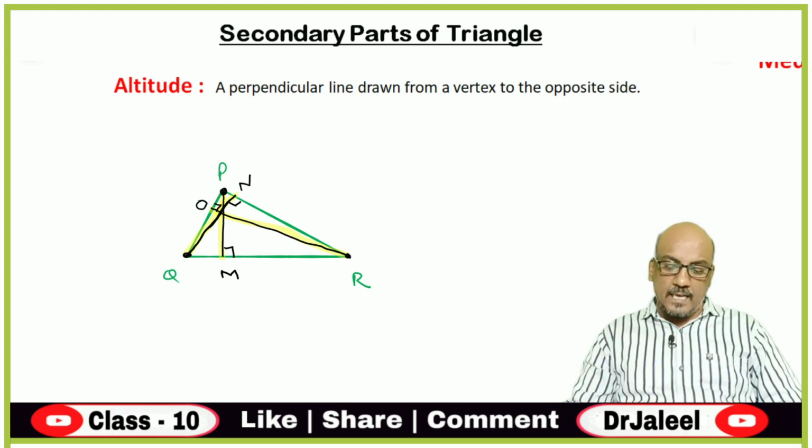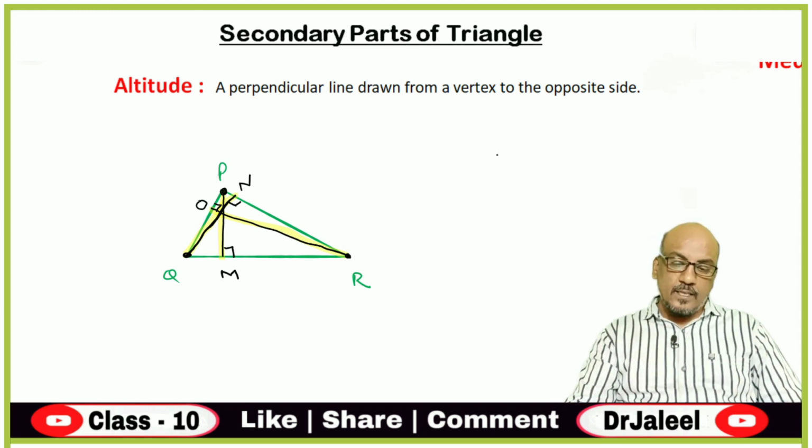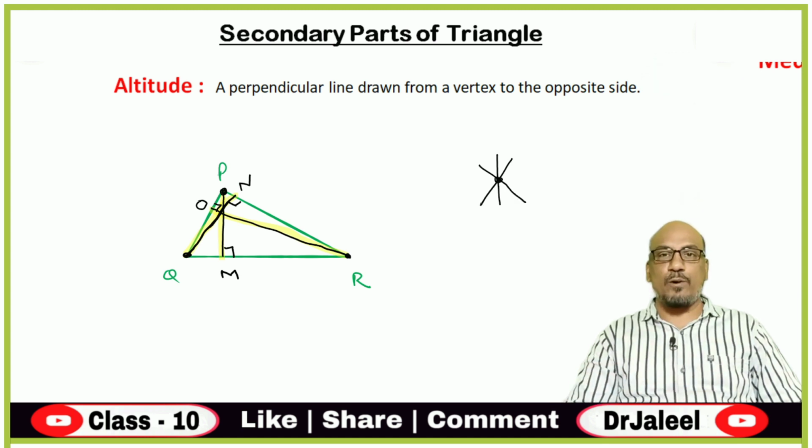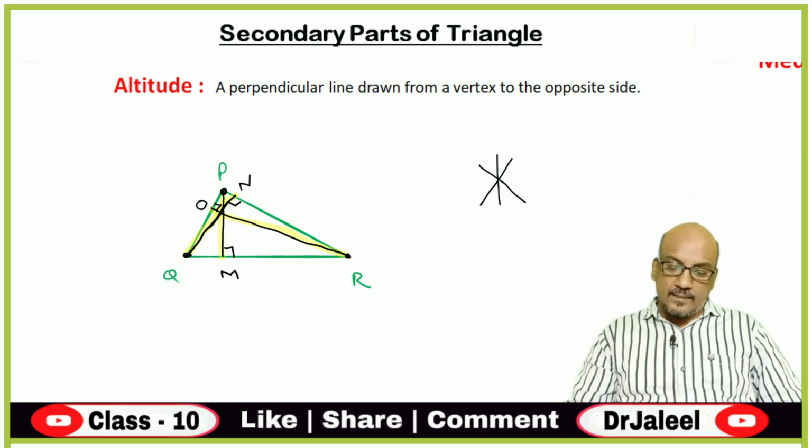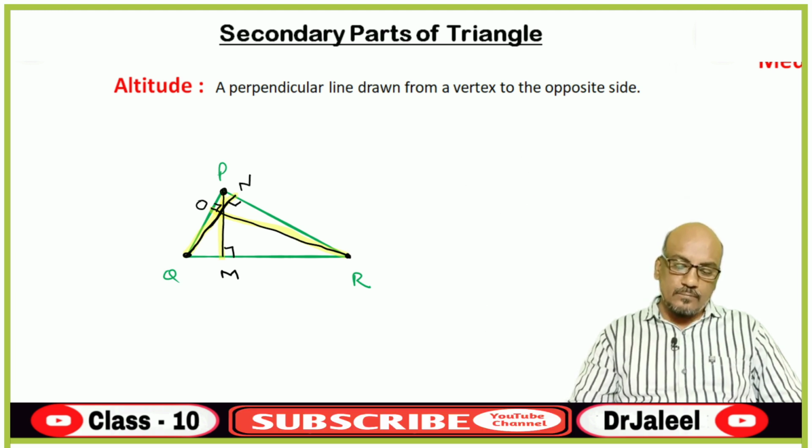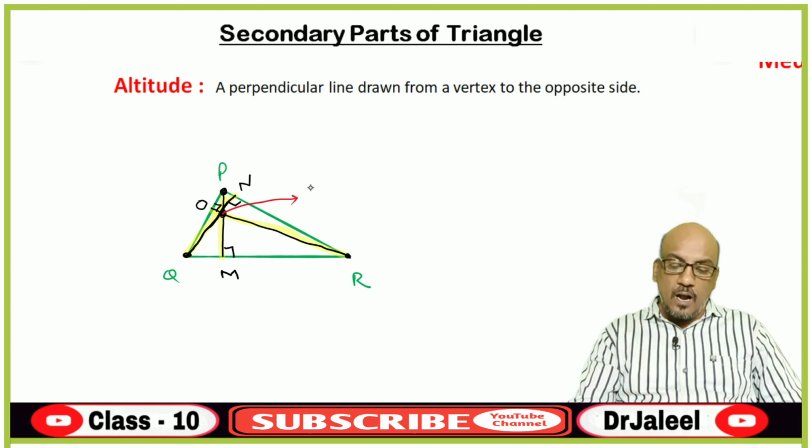So all these altitudes are concurrent. What is meant by concurrent? If there are three or more lines passing through a single point, intersecting at a single point, they are called concurrent. So children, here these altitudes are also concurrent. And this point of concurrence is called the orthocenter. What is it, children? Orthocenter.